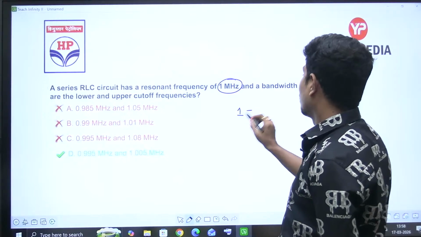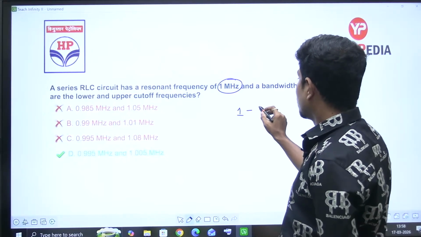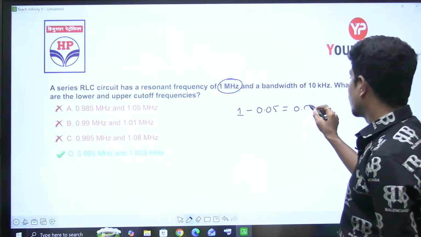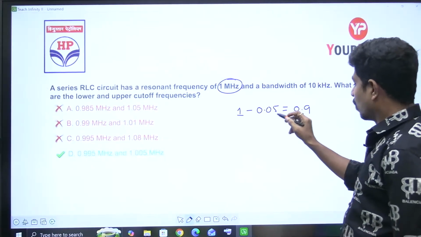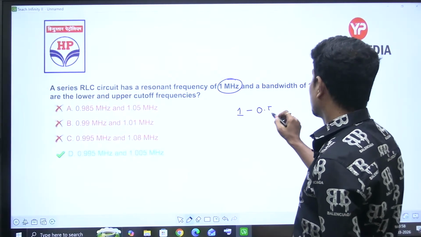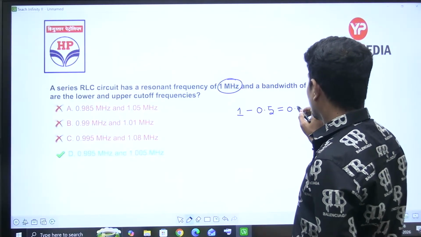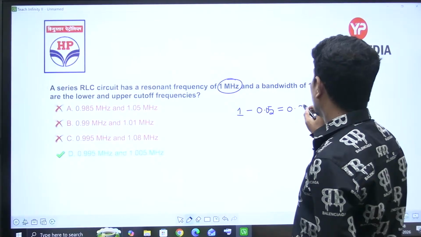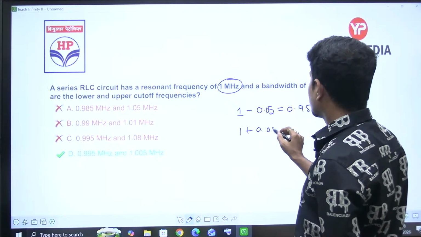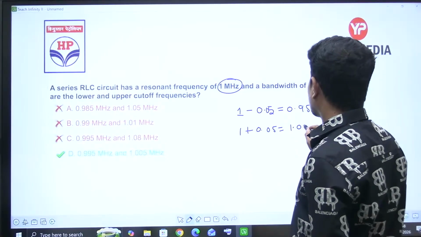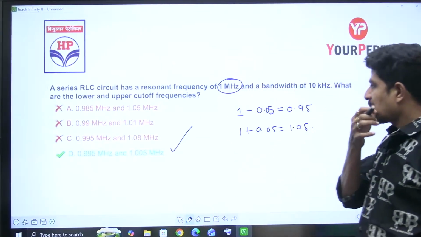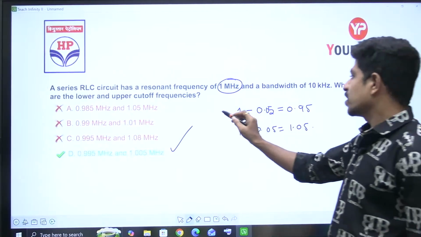See, 1 minus, it is going to be 0.05. 1 minus 0.05, sorry, this is 0.95. Another is 1 plus 0.05, that is equal to 1.05 you get. Okay. So option is D. See, upper cutoff, this is lower cutoff frequency.